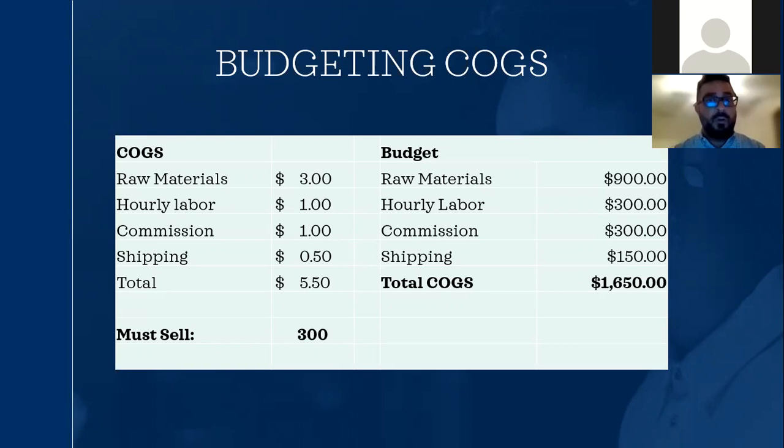So basically what you're doing is looking at the per unit cost so that you can budget for the entire month. Right? That's what this means. Any of these numbers here, the low numbers, 3, 1, 1, 50, right? Altogether, that adds up to 550. So when you multiply any of these by the units that you have to sell, that's where you get these numbers. 550 times 300 is 1,650.